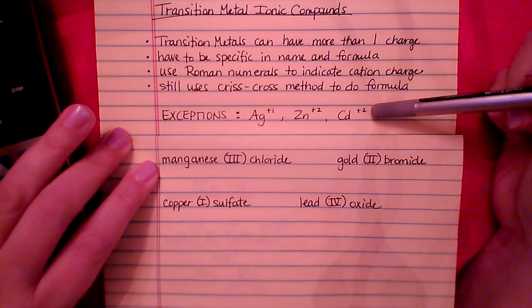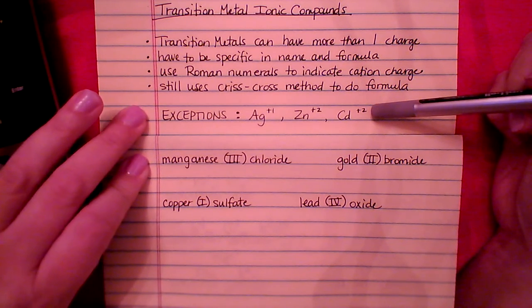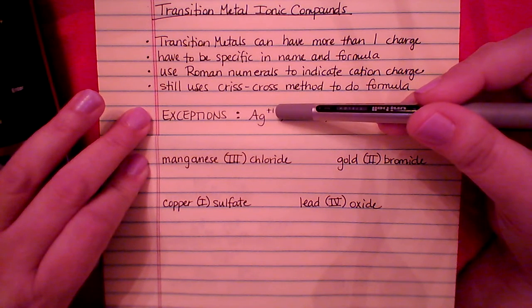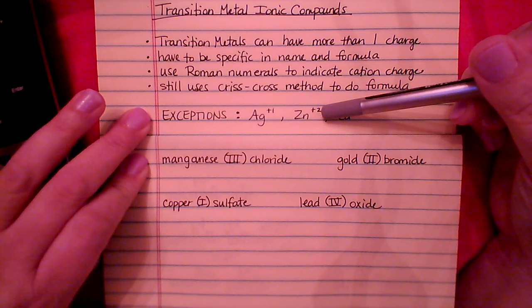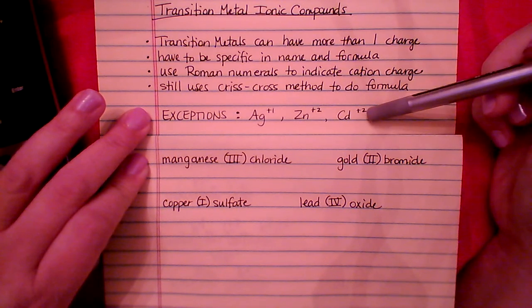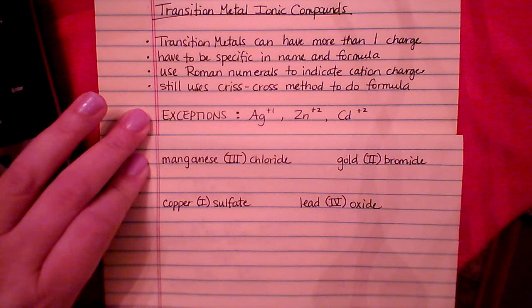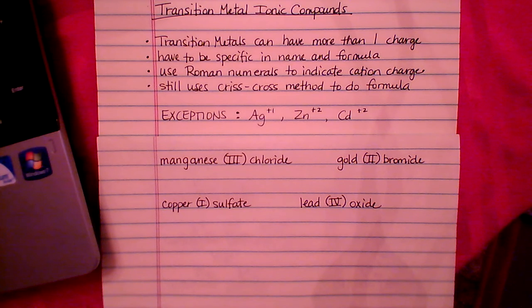There are more exceptions to not needing a Roman numeral, but the three most common ones are silver, which always stays at a +1 charge, zinc, that always stays at a +2 charge, and cadmium, that always stays at a +2 charge. So if you see silver, zinc, or cadmium in a chemical formula or in a name, it's okay that it does not have a Roman numeral. It does not need one, so you shouldn't write it with one.